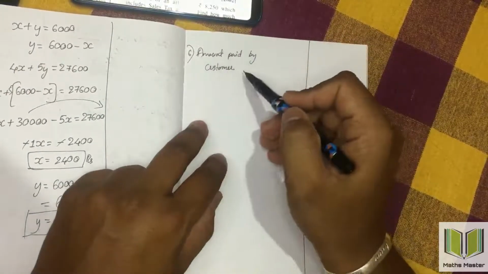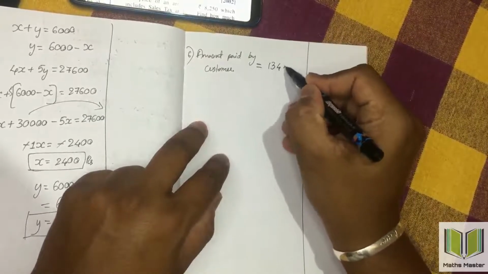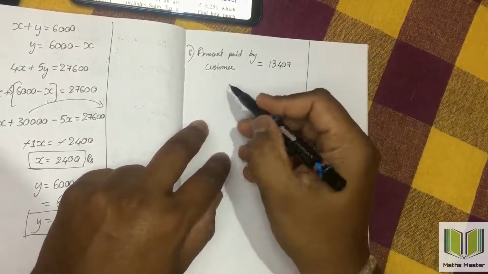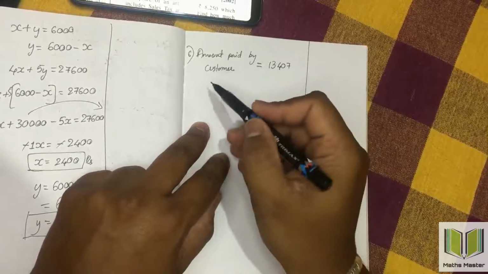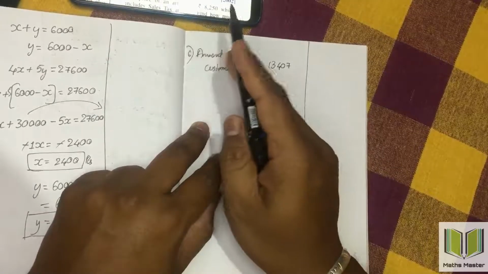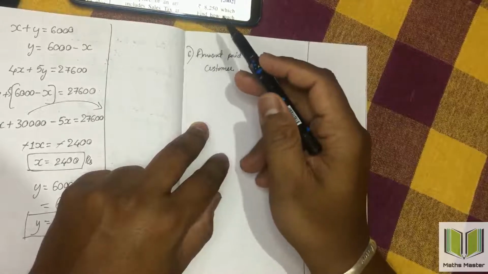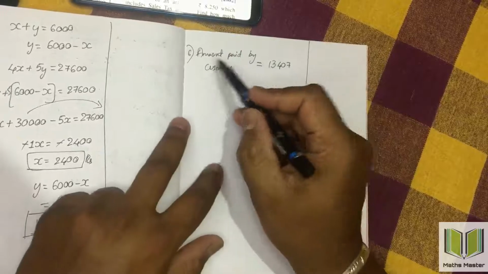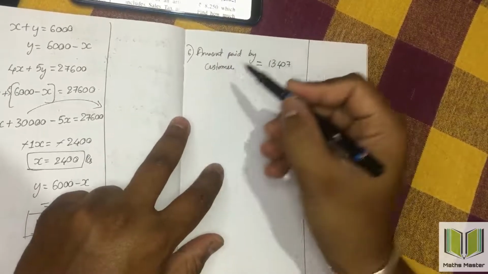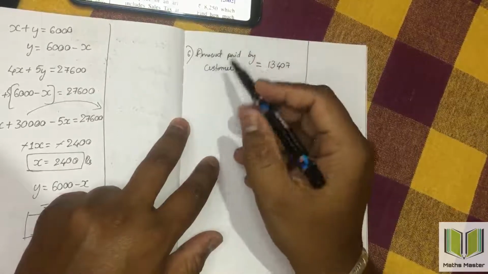Okay, the amount paid by the customer will be equal to 13,407, which includes sales tax of 9% on the market price. Now they are asking, find the market price if sales tax is increased to 13%. How much more does the customer have to pay for the TV? First thing first, we are given the amount paid by the customer. We know what all things are to be calculated. Inclusive of sales tax of 9%.